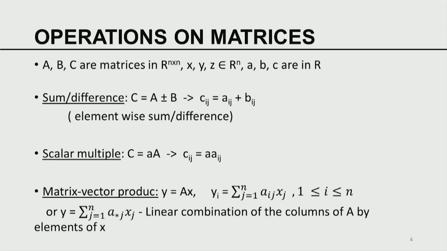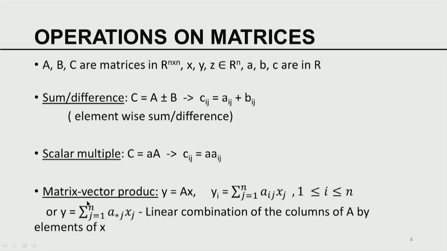Sum and difference of matrices is a matrix. So C is the matrix which is the sum of A plus B. C is the matrix which is the difference of A minus B. These are called element-wise sum and element-wise difference. If A is a matrix and little a is a scalar, I can define B to be a times A. That is called scalar multiplication of a matrix. You multiply each element of the matrix A by the scalar a.